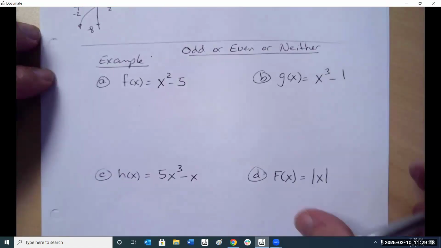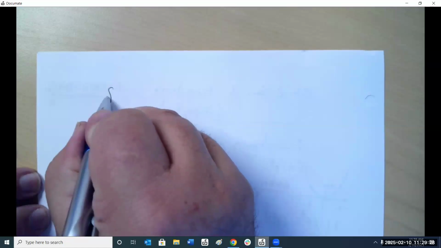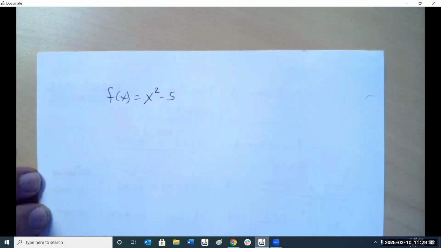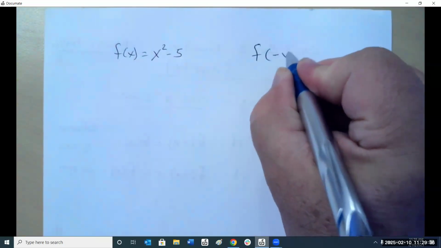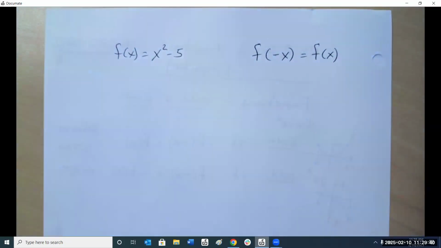Okay, everybody write these down. Let me show you how they want you to do it. Then I'll show you how I want you to do it. Mine's going to be quick, you just look at it and you're done. So let's look at the first one, x squared minus 5. Remember, if it's even, this has to be true.